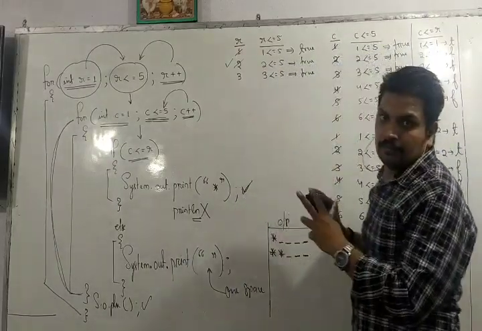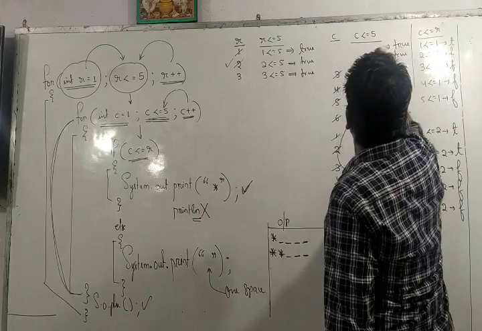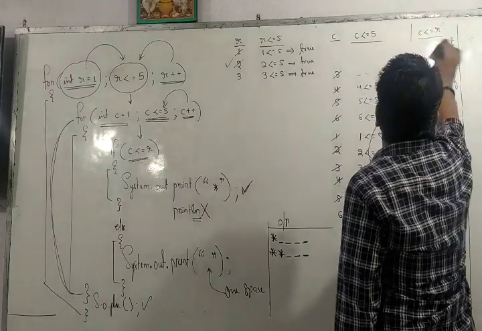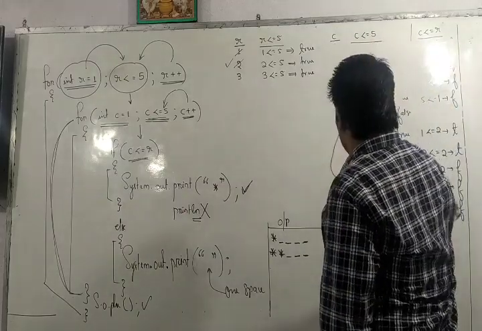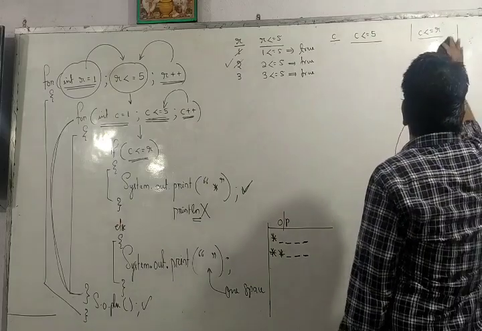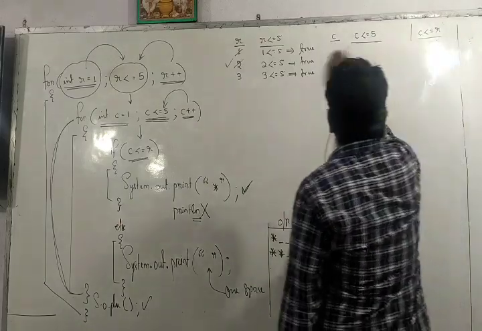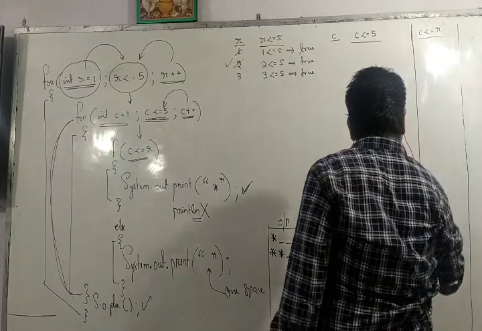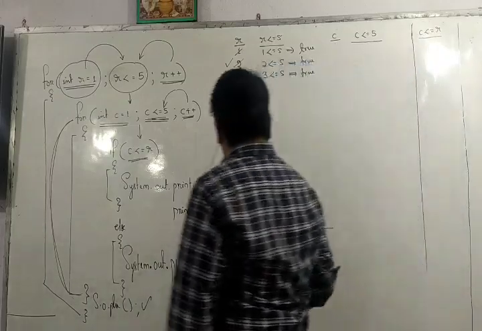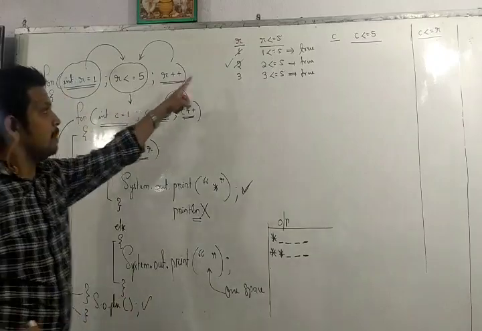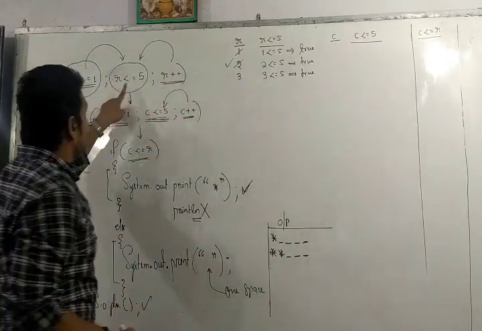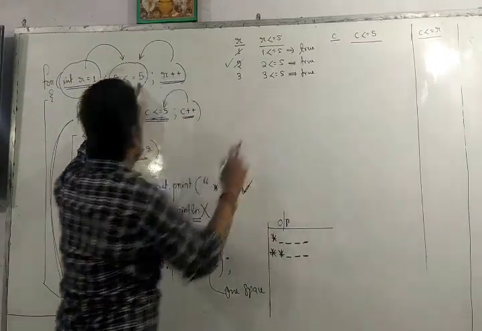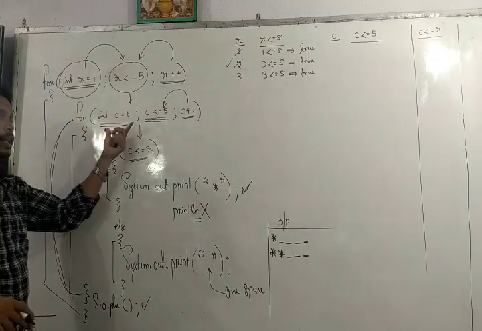Let me run this. Okay, try to understand. So R++ means 3. 3 is less than equal to 5. True. So the control will go within the body of inner for loop.